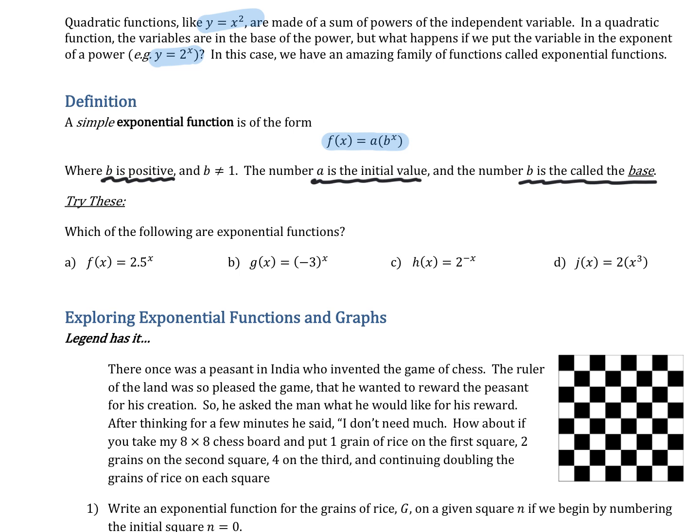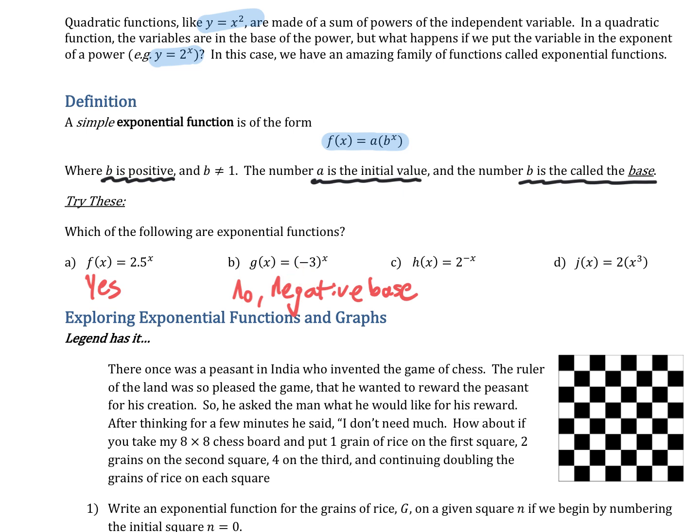Well, we have 2.5 to the x. Is that exponential? Yes, it is exponential because there's a base that's not 1, and it's positive, and we've got a variable in the exponent. What about negative 3 to the x power? No, that's not, because we have a negative base. All right, we've got to have a positive base.